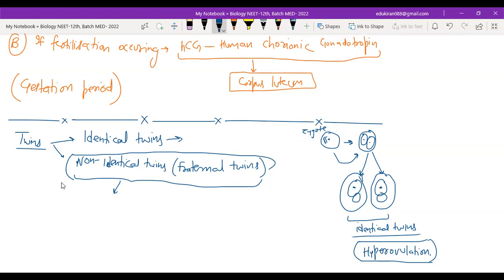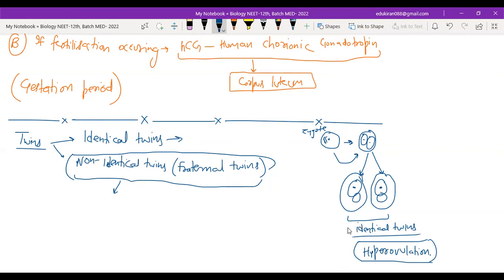Okay. So is this concept clear, everyone? Identical and non-identical twins. Non-identical twins happen because of disorders of ovulation, either hyperovulation from one ovary or simultaneous ovulation from both the ovaries. Clear? Yes, Arpit, you have a question?